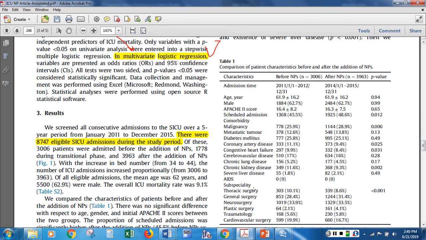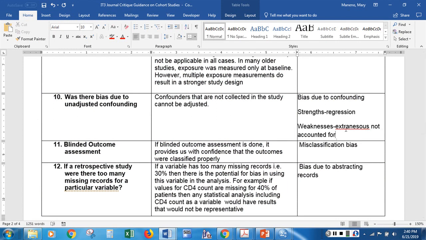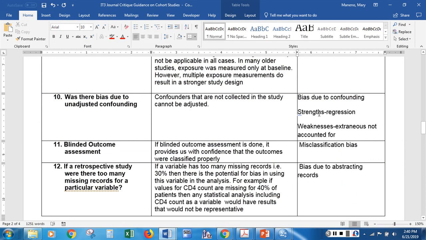So for this point, you could talk about both strengths and weaknesses, right? We talk about strengths because of the regression analysis. We can talk about weaknesses because of those extraneous factors not accounted for. Okay? So these are strengths and weaknesses.